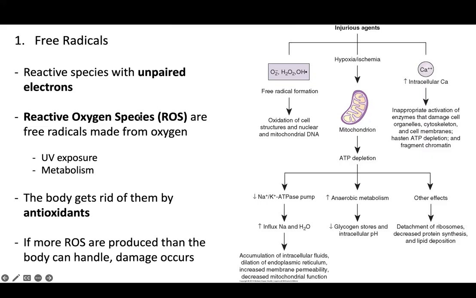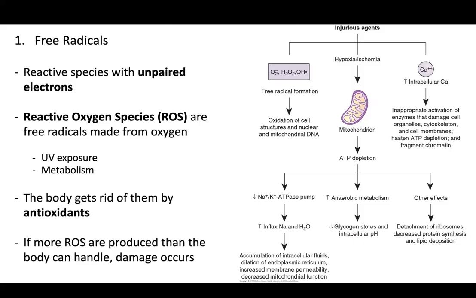These are produced from many different places, but two of the most common places where we actually get reactive oxygen species would be from our normal metabolic processes and from UV light exposure. We usually get rid of these in the body by antioxidants. So some of the vitamins that we intake are antioxidants, and they're going to soak up these free radicals.